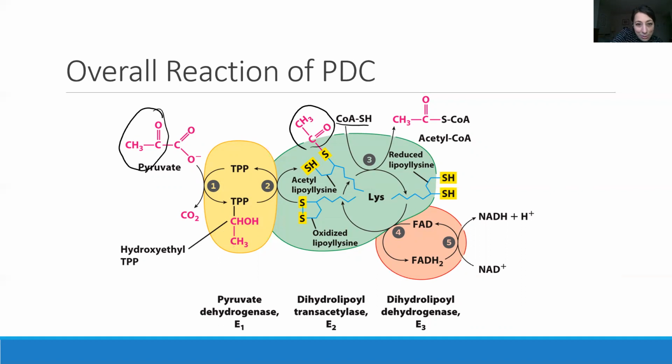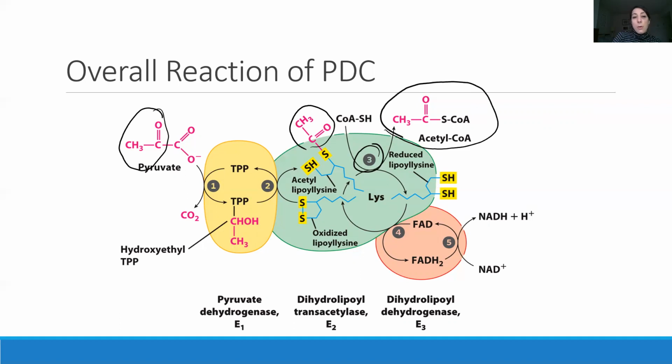Now, this still occurs on our lipolysine. You can actually see in the drawing here, lipolysine rotates fully through using its arm to go through these stages. So it rotates up, it picks up that acetyl group from the TPP, and then it's going to continue rotating. It's going to grab our coenzyme A, make acetyl-CoA, and rotate back through. So remember, in E2 is where we are actually forming our acetyl-CoA.